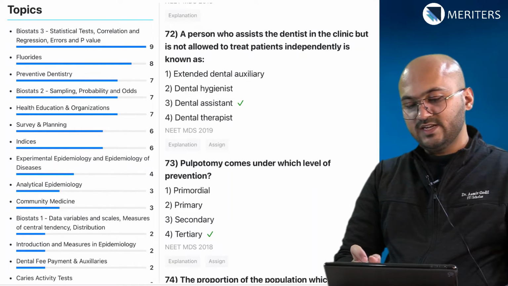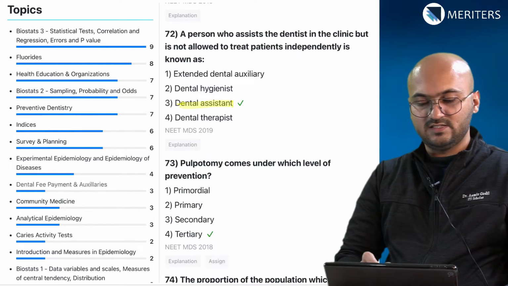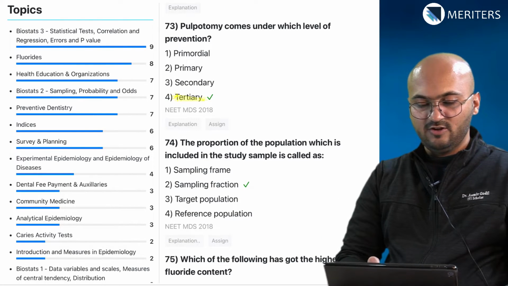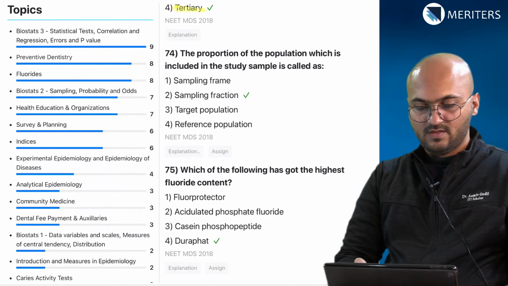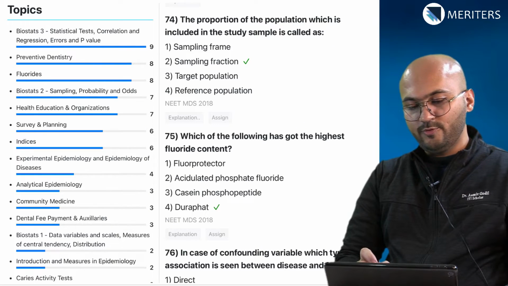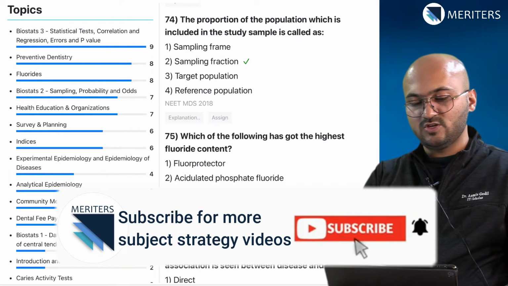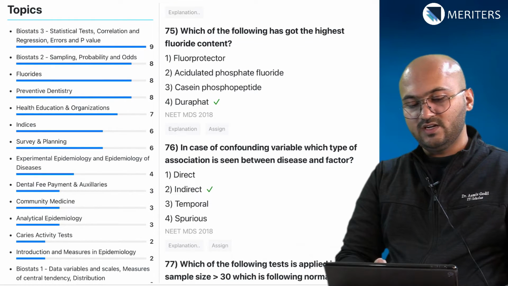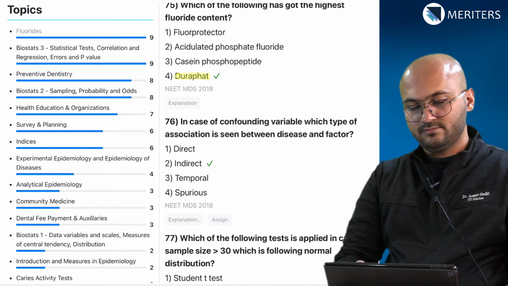A person who assists the dentist in the clinic but is not allowed to treat patient independently is a dental assistant. Pulpotomy comes under tertiary level of prevention. Proportion of population which is included in the study sample is called sampling fraction. Which of the following has got the highest fluoride content? Duraphat.